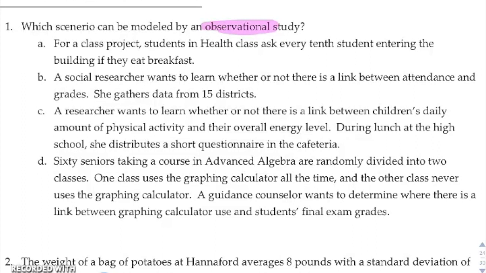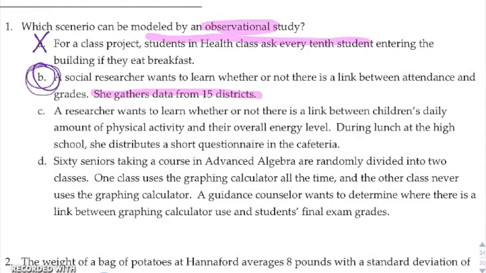For the first one, in a class project, we're asking every 10th student entering what they eat for breakfast. I am not observing, I am asking. That's a survey. B, a social researcher wants to learn whether or not there is a link between attendance and grades. She gathers data. All she's doing is observing what's going on in those districts. So I'm going to guess my answer is B, but let's read through the other two.